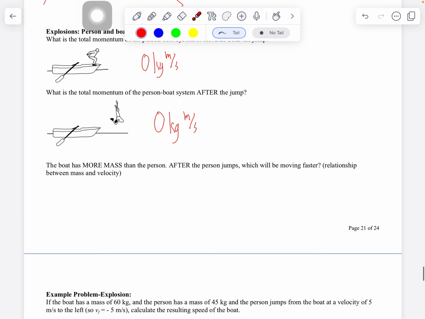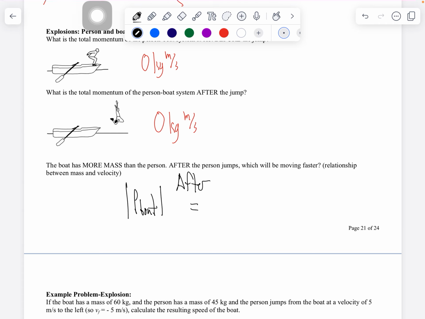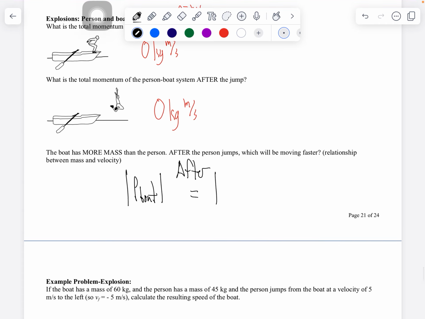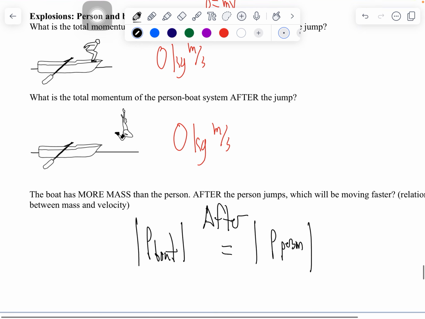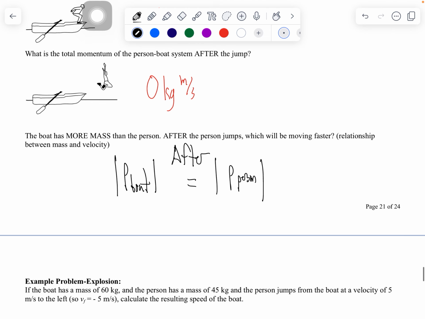Now, if total momentum before is equal to total momentum after, we're really saying after the jump, the magnitude, the absolute value of the momentum of the boat must be the same as the absolute value of the momentum of the person. And here we're just talking about absolute values. We know the person would have a momentum to the right, positive. The boat would have a momentum to the left, negative. But the values, the number, is the same.